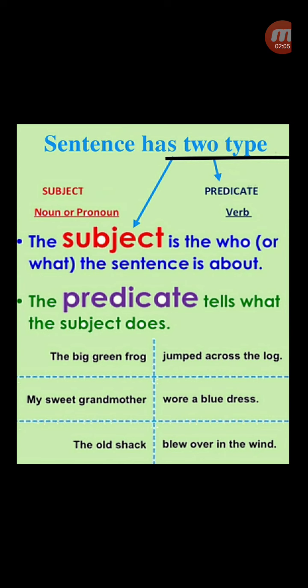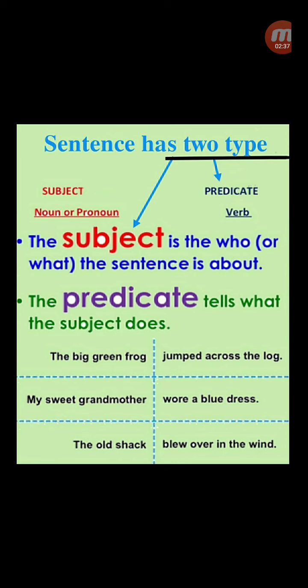The big green frog jumped across the log. Now we are talking about whom, children? What we are talking about or whom we are talking about? We are talking about the big green frog. That is who we are talking about. And predicate tells us what the subject is doing. Now what did the subject do?